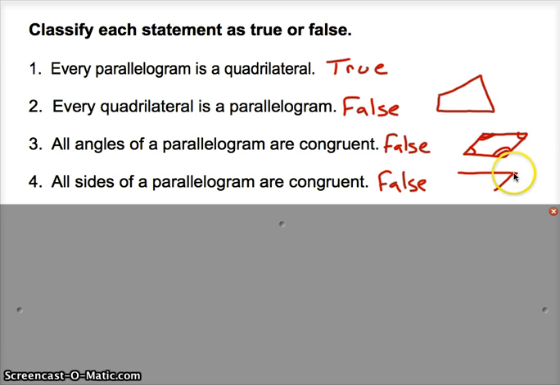I know that opposite sides of a parallelogram are congruent, but I don't know that all four of them are. And even by looking at the example here, it definitely looks like the top and the bottom are longer than the left and the right sides.